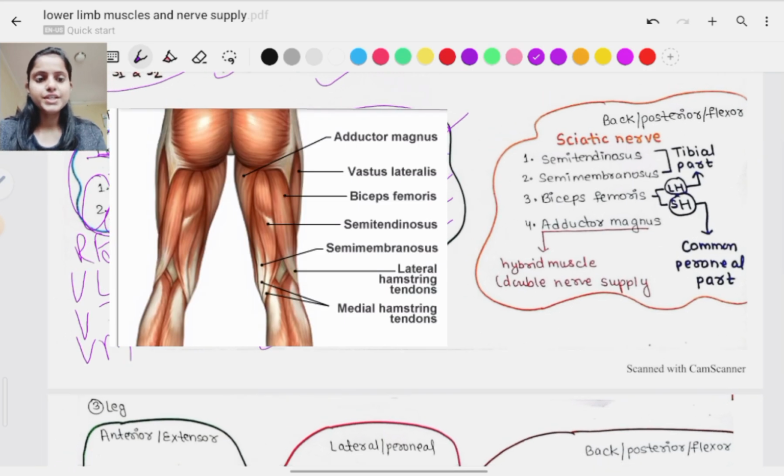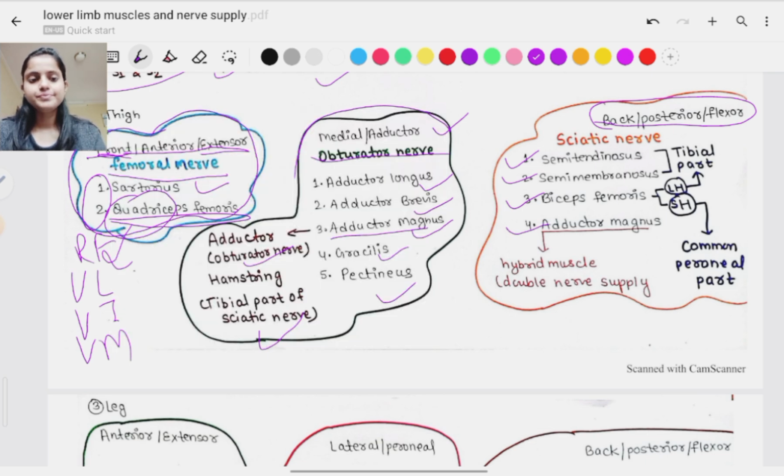Back, posterior or flexor compartment. There are 4 muscles: semitendinosus, semimembranosus, biceps femoris, adductor magnus. This compartment is supplied by the sciatic nerve. Semitendinosus and semimembranosus are supplied by the tibial part of the sciatic nerve, and the biceps femoris, as it is biceps, has 2 heads, long head and short head. Its long head is supplied by the tibial part of the sciatic nerve, and its short head is supplied by the common peroneal part of the sciatic nerve.